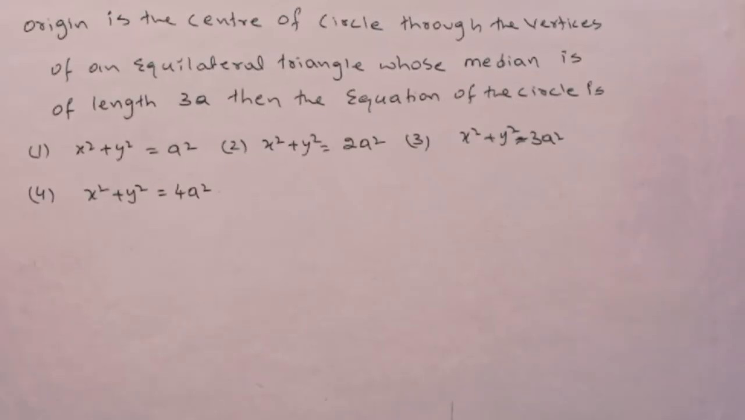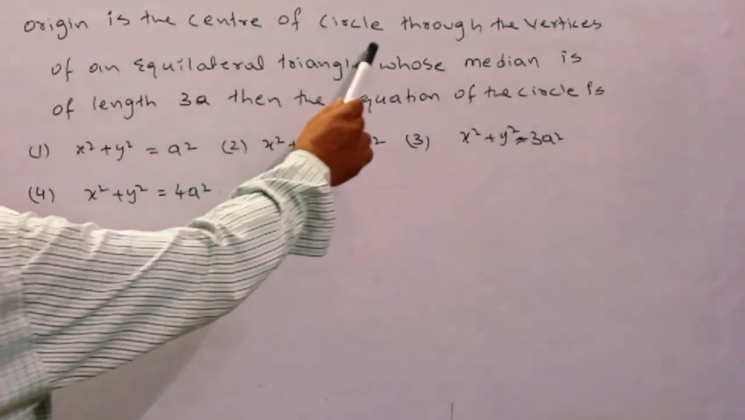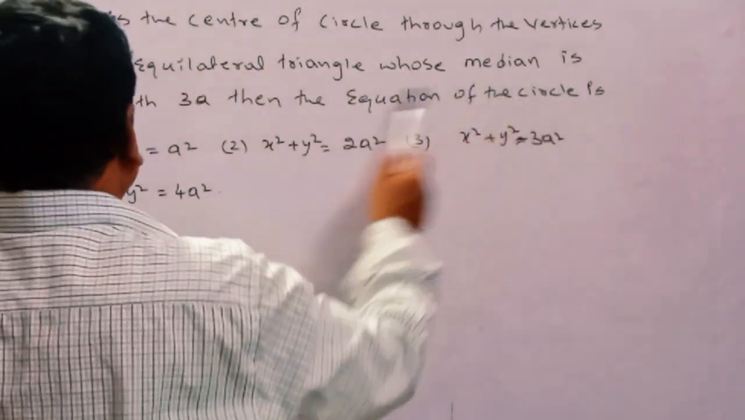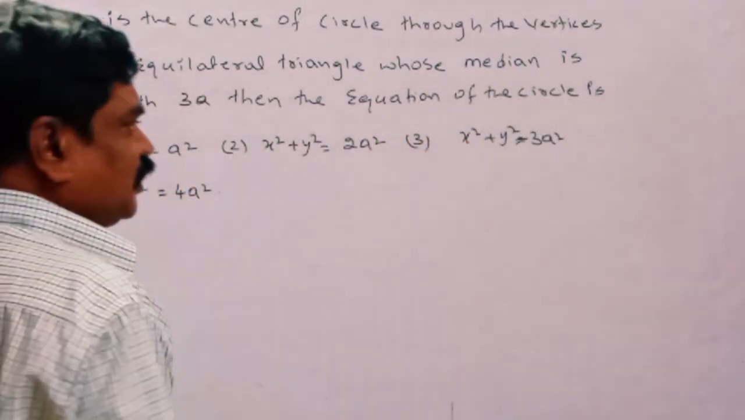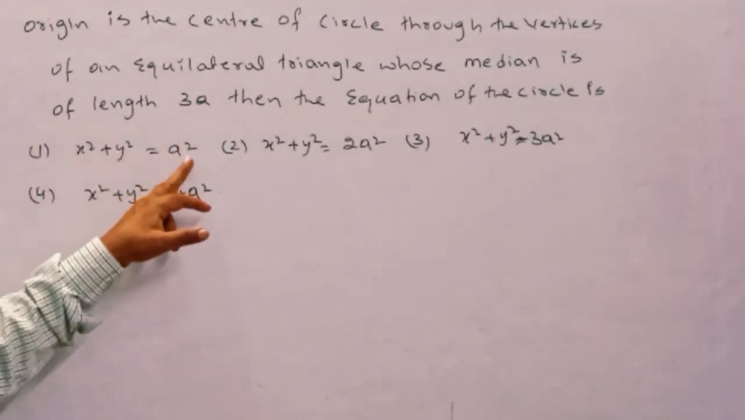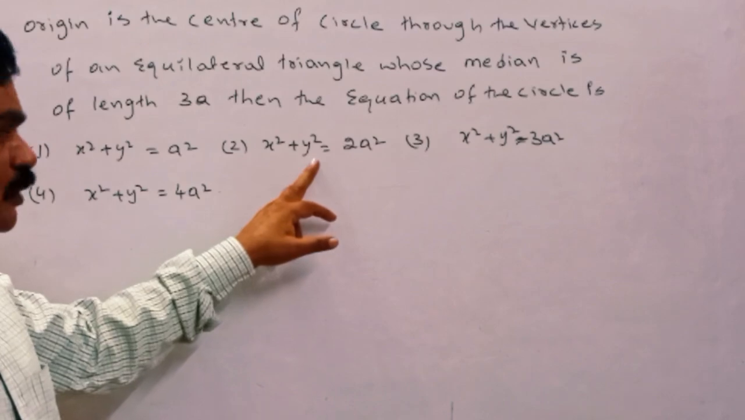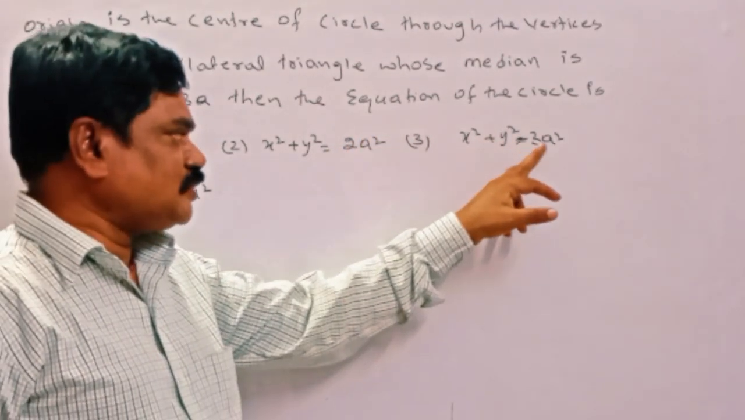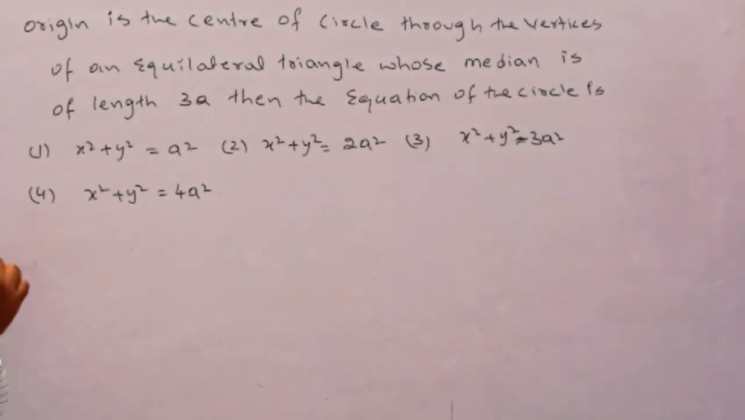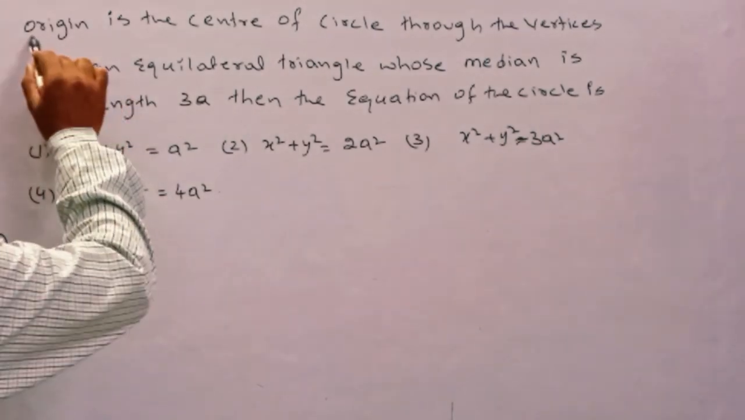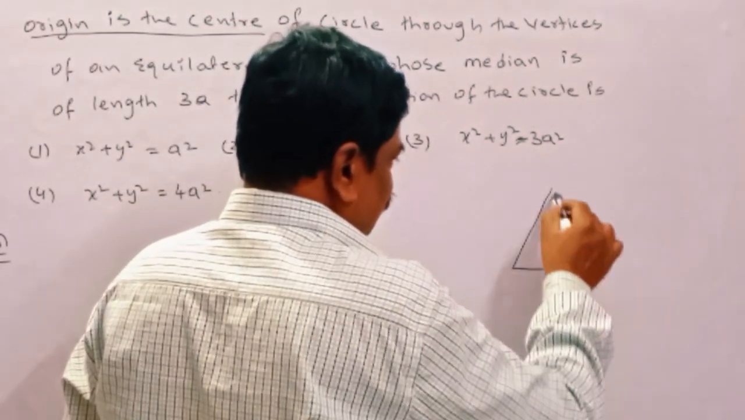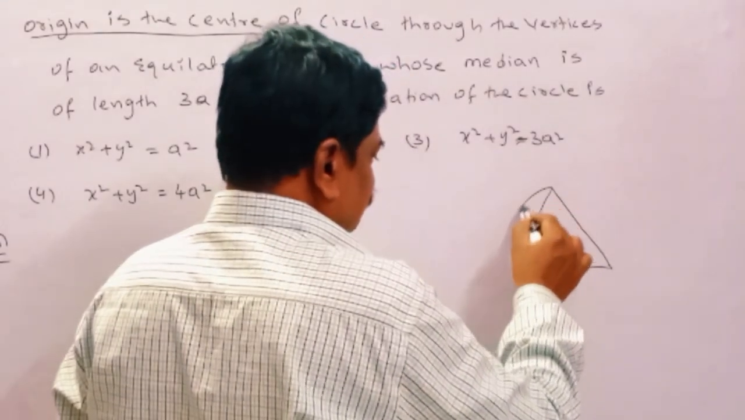Here one more problem from circles. The origin is the center of the circle through the vertices of an equilateral triangle whose median is of length 3a. Then the equation of the circle is. Options are given: x square plus y square equal to a square, x square plus y square is equal to 2a square, x square plus y square is equal to 3a square, x square plus y square is equal to 4a square. Then here you see, all of you, origin is the center of the circle. So here this is the circle equation.